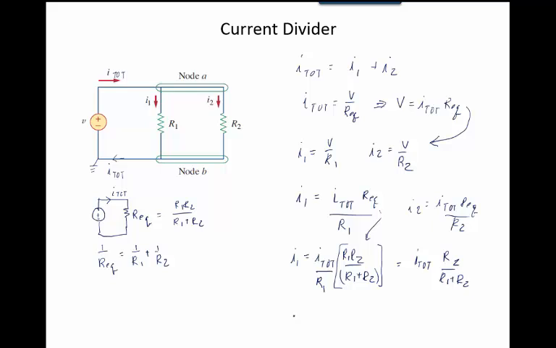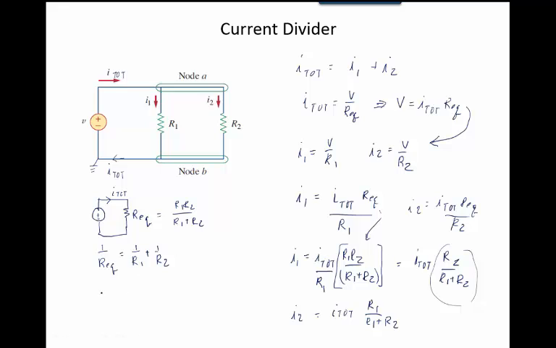So that's I1, and in a similar fashion, I2 will be I total R1 over R1 plus R2. So this is the current dividing. It's saying I total is here. A fraction of the current goes this way. A fraction of the current goes in the other leg. So the fraction of the current that goes into I1 is this ratio right here. The fraction of the current that goes into I2 is this ratio over here. Notice the numerators are the other resistor in the circuit.